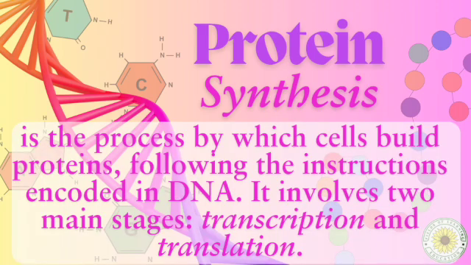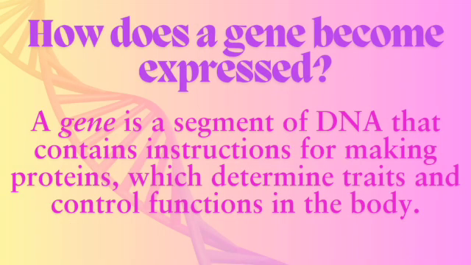So protein synthesis is the process by which cells build proteins. They follow these instructions encoded in DNA, and it involves two main stages: transcription and translation. So how does a gene become expressed? A gene is a segment of DNA that contains instructions that actually make proteins, and this determines the traits and control functions in the body.